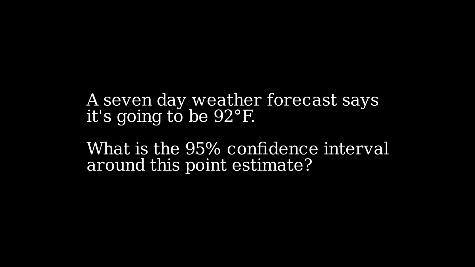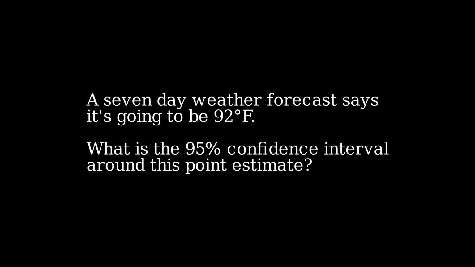A 7-day weather forecast says it's going to be 92 degrees Fahrenheit. What is the 95% confidence interval around this point estimate? A confidence interval is a range that contains the actual value with a given probability. Is it 92 plus minus 5? Maybe 92 plus minus 20?